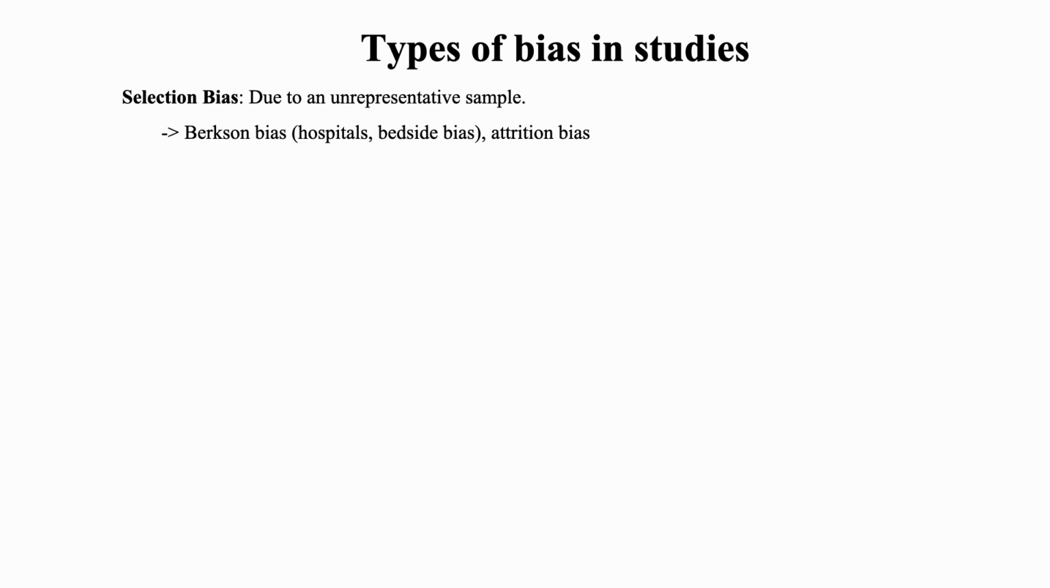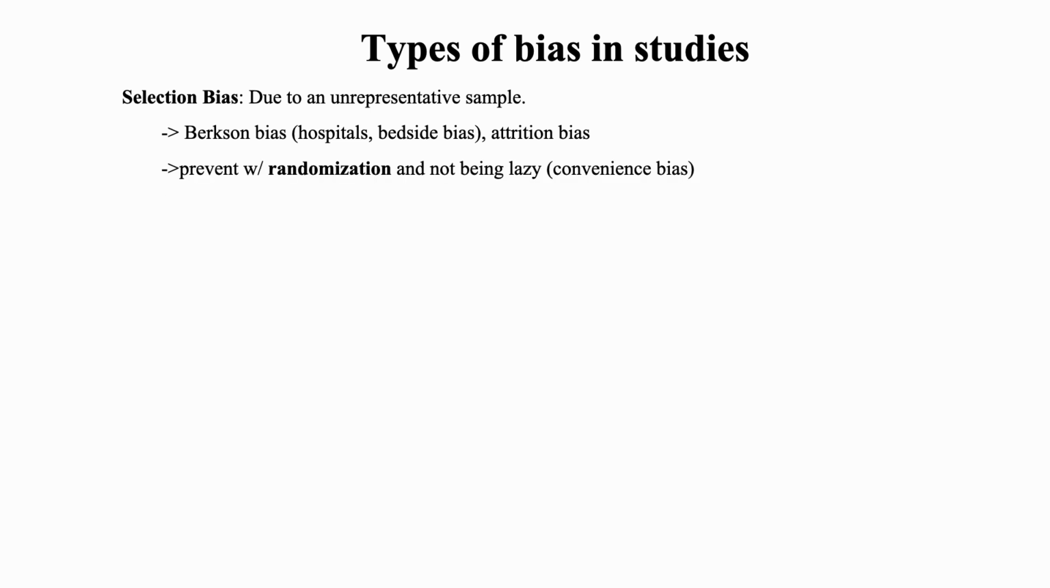Another type of selection bias is attrition bias, where a certain subset of study individuals might leave a study, leaving only remaining participants who might not be totally indicative of the population that you're interested in, especially if you're looking at a new treatment. So selection bias can be due to an unrepresentative sample, and some specific examples of selection bias that you may be tested on include Berkson bias and attrition bias.